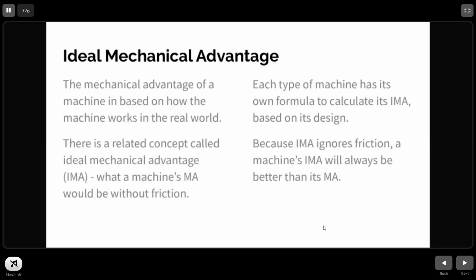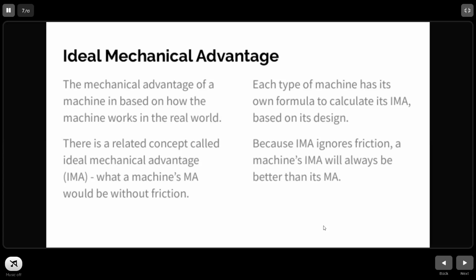Now let's talk about the ideal mechanical advantage, IMA. The mechanical advantage of a machine is based on how the machine works in the real world. If it is ideal, it is 1. If it is not ideal, it will be less than 1. So the ideal mechanical advantage is a mechanical advantage that is not in our real world.